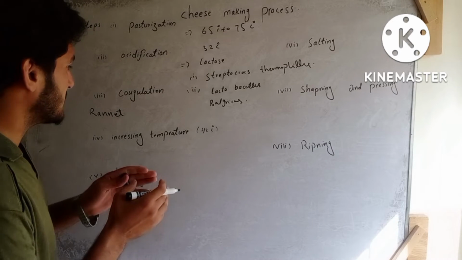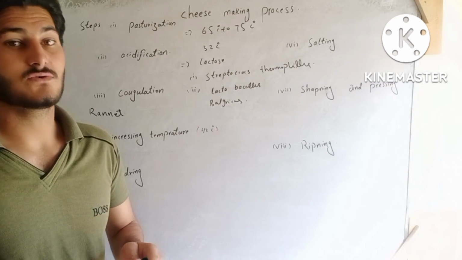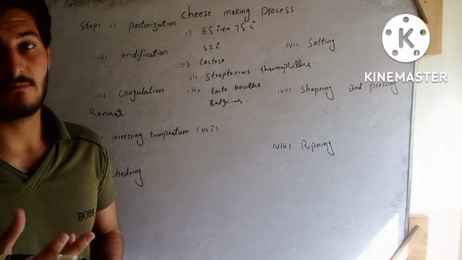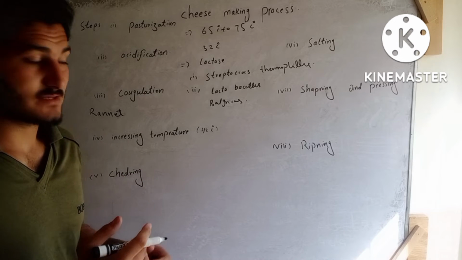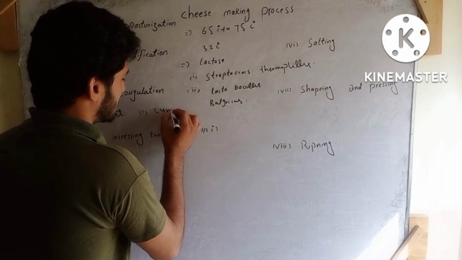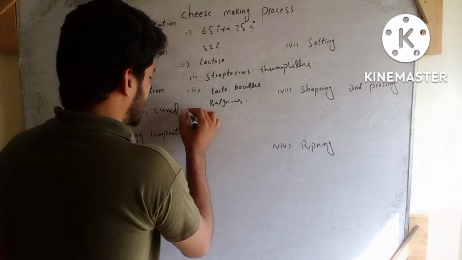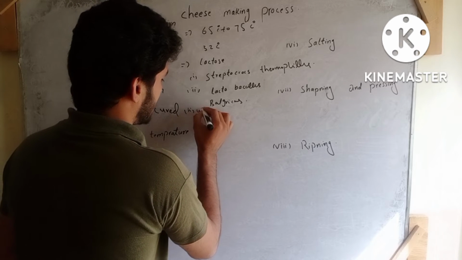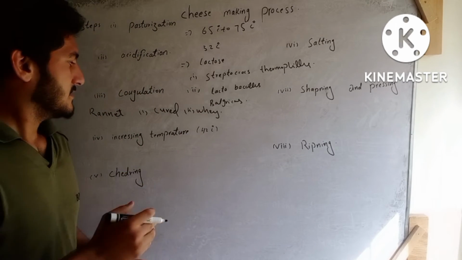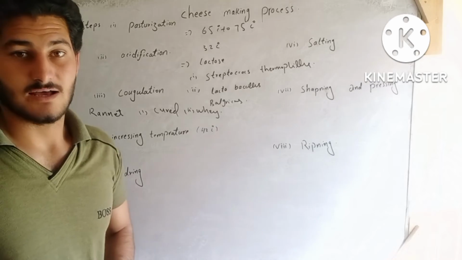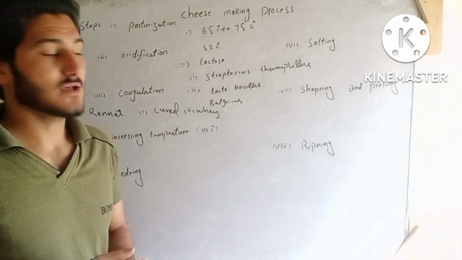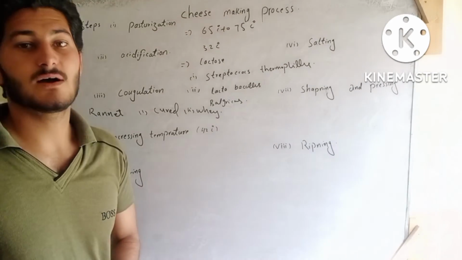Now when coagulation has occurred, the milk is converted into two types of structure. The first one is the curd, and the other product is whey. Then we use a stick to cut the curd into small pieces.